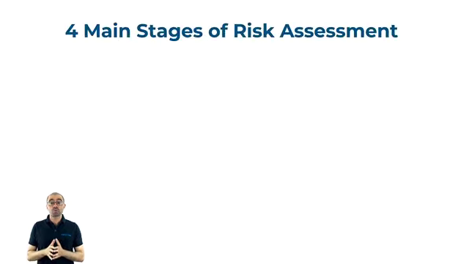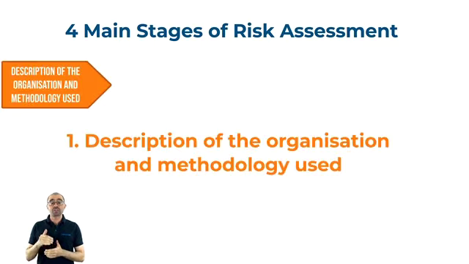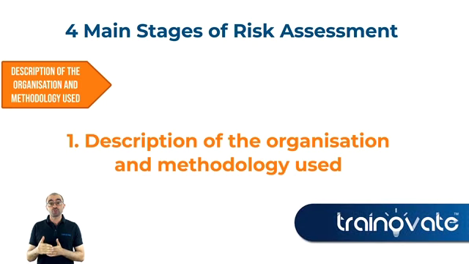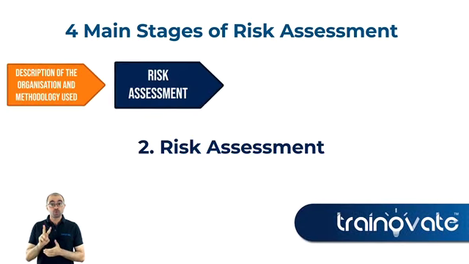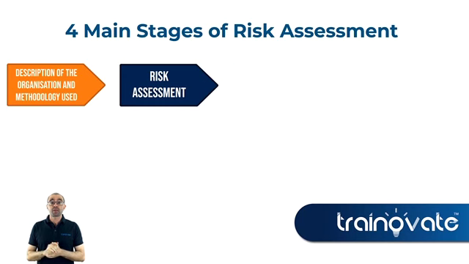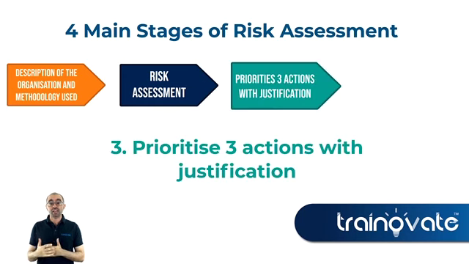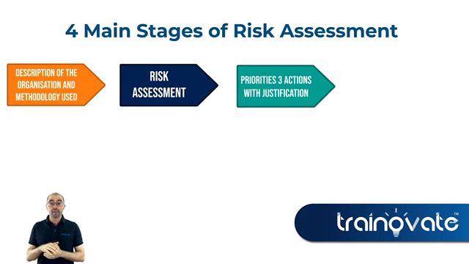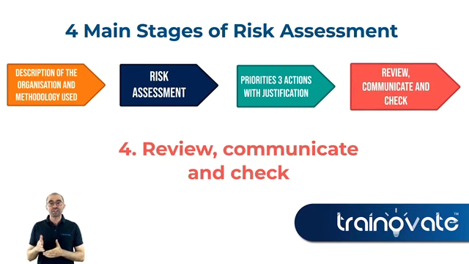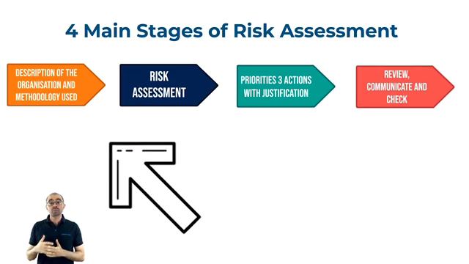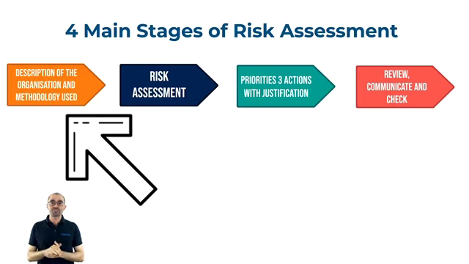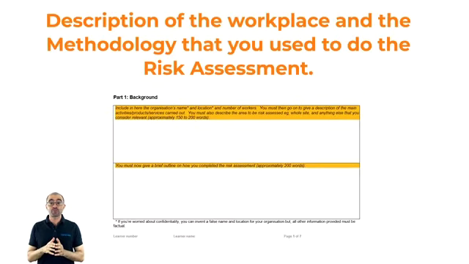This risk assessment consists of 4 main stages or parts. Number 1, description of the organization and methodology used. Number 2, the risk assessment. Number 3, prioritize 3 actions with justification. And number 4, review, communicate, and check. Let's start with the first part or the first stage. Description of the workplace and the methodology that you used to do the risk assessment.